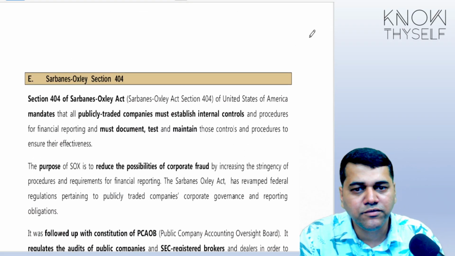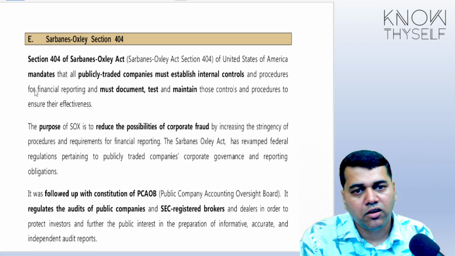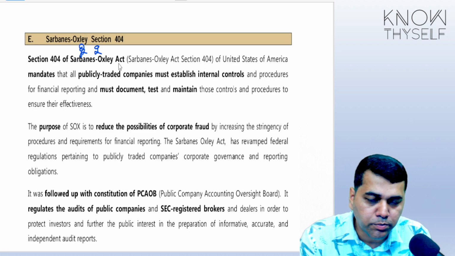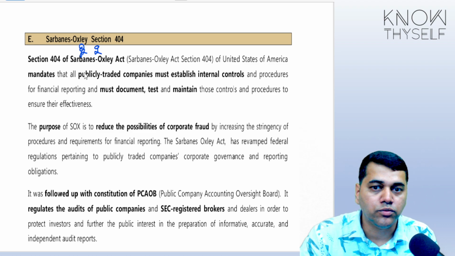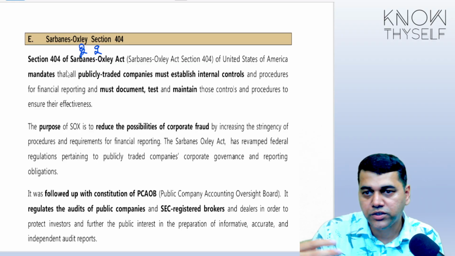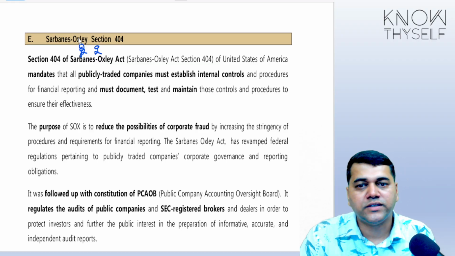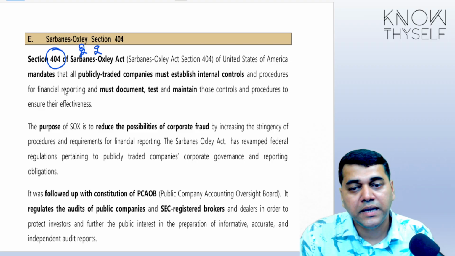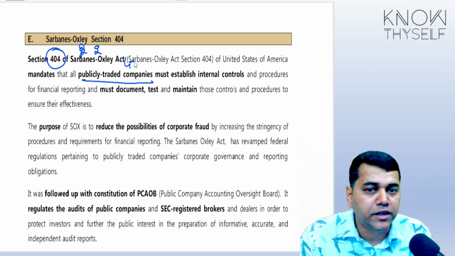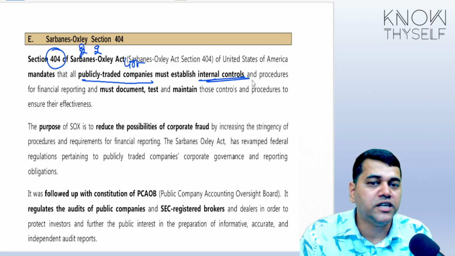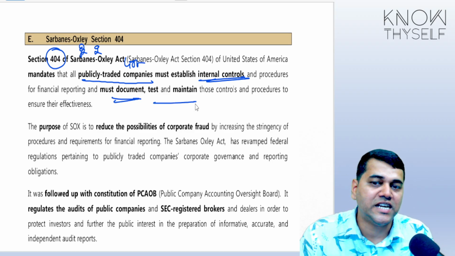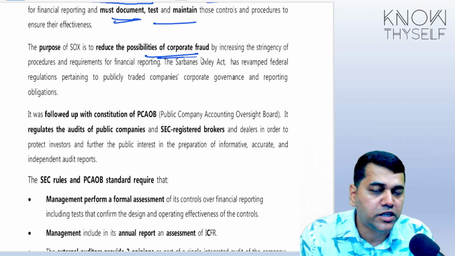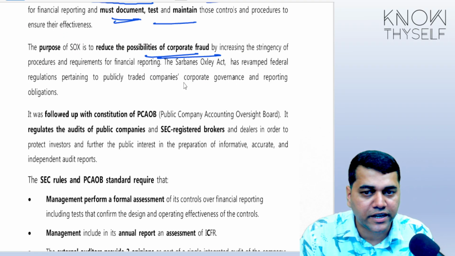Again, the last thing we have got is something called SOX. Sarbanes and Oxley, because these are the two people who pioneered to bring this act. They went through all the provisions like how it should be. So the Sarbanes-Oxley Act came with something called Section 404. They mandated all publicly traded or listed companies to establish internal control, and document, test and maintain those controls. Now, the purpose of SOX is to reduce the possibilities of corporate fraud, because this came after Enron only.